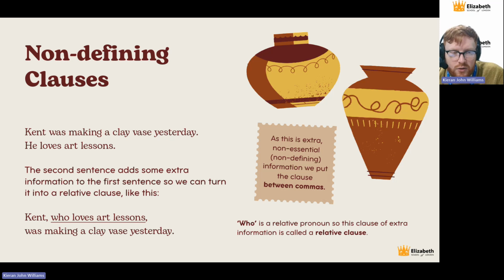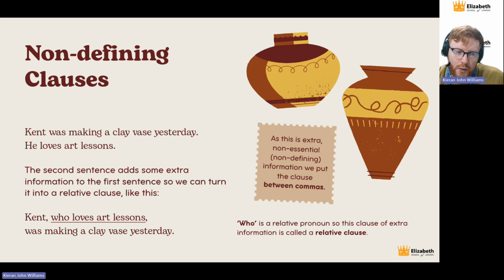We're using a non-defining relative clause, okay, just to add the extra information in. So remember, we can remove the information and the sentence still makes sense, but we're just adding it in for a bit of fun, okay? So we can say Kent was making a clay vase yesterday, or Kent, who loves art lessons, was making a clay vase yesterday. Okay, so because it is extra information, we need to show that to the reader.